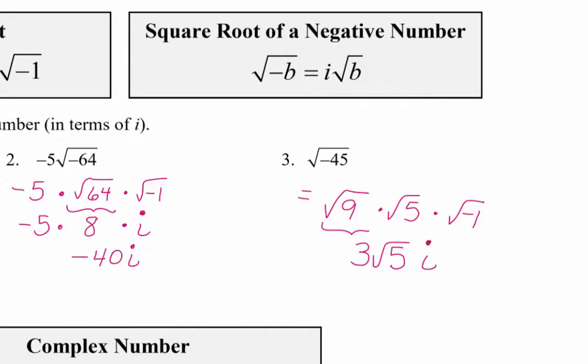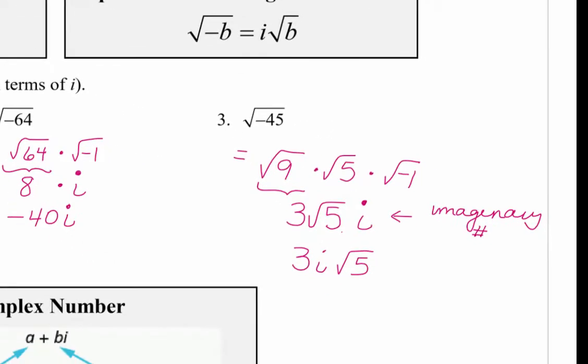Now notice how I'm not going to write the i inside the square root. Be careful about that, okay? That does not mean the same thing. So you may see this imaginary number. We call this an imaginary number if it's got the i, okay? You may see this imaginary number two ways. You may see it like this with the i kind of on the side, or you may see it as 3 times i square root of 5. And these mean the same thing.